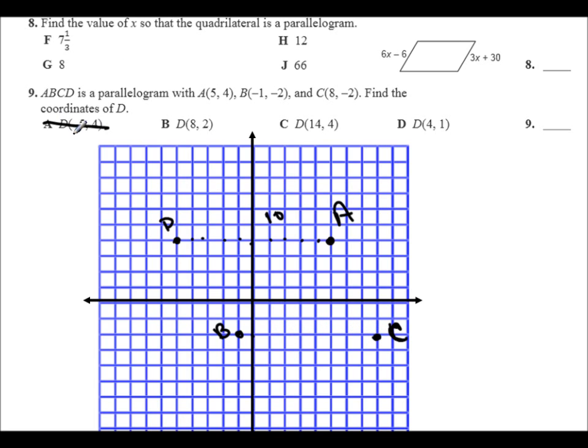So it's not going to be negative 5, 4 because the lengths of the two horizontal segments ended up being not congruent. So let's try 8, positive 2. Well, clearly that's not going to form a parallelogram just by looking at it visually.